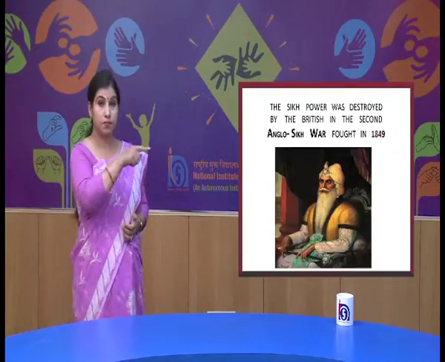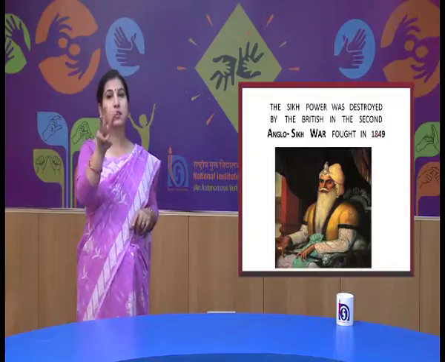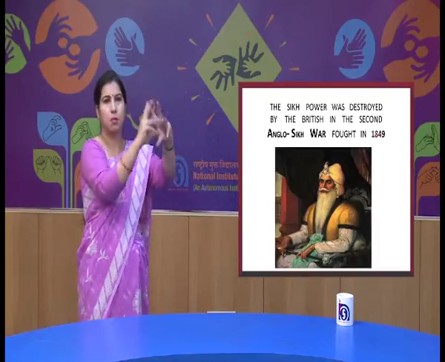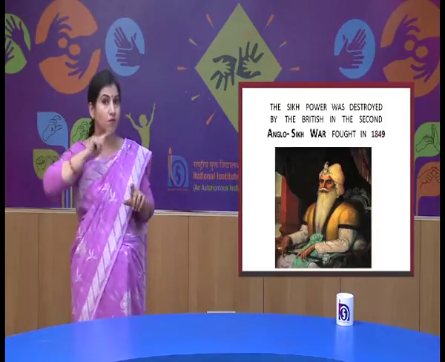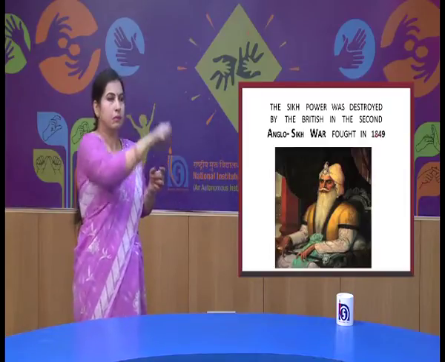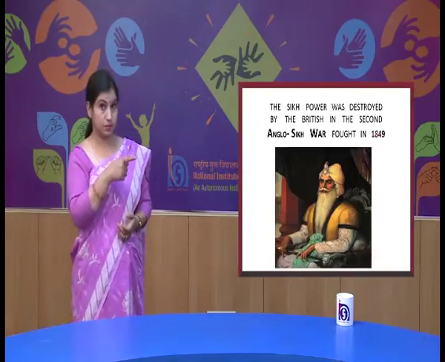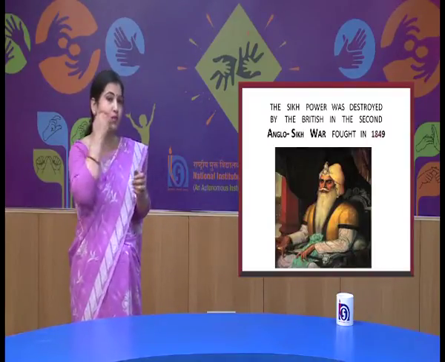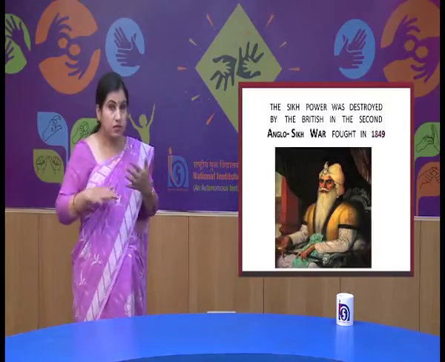With the death of Ranjit Singh in the year 1839, the internal unity of Punjab vanished, giving the British the chance to interfere in the internal matters of the Sikhs. This led to the beginning of the First Anglo-Sikh War in the year 1845, which ended with the defeat of the Sikhs.